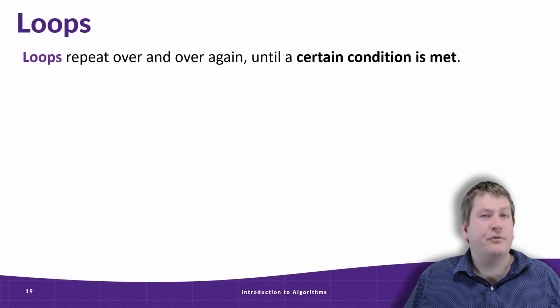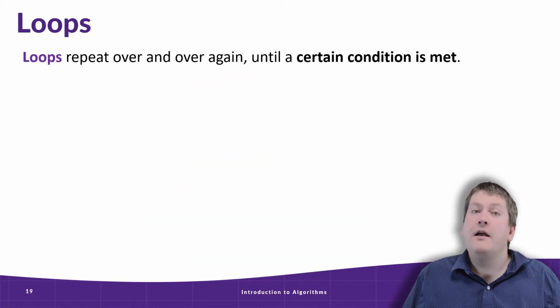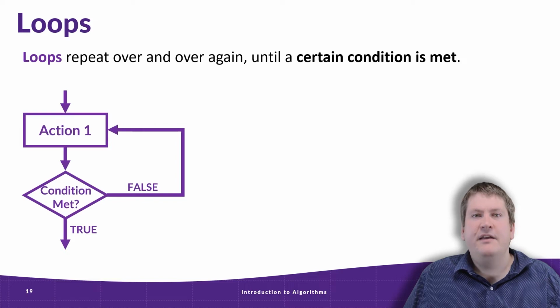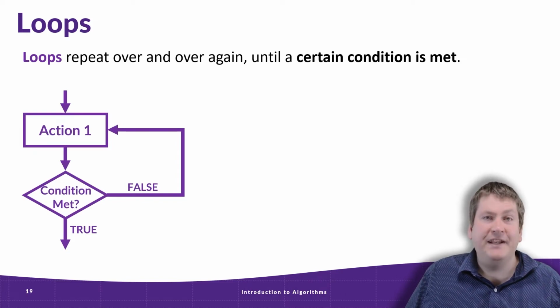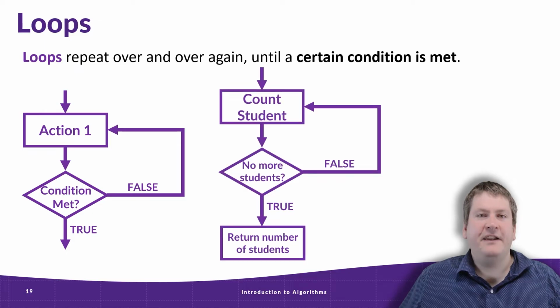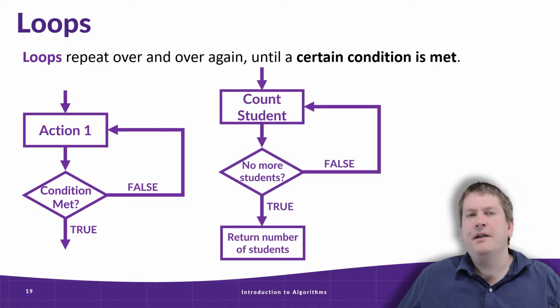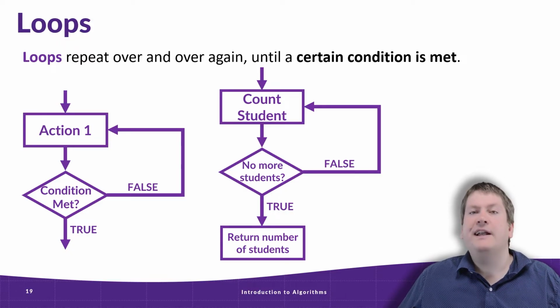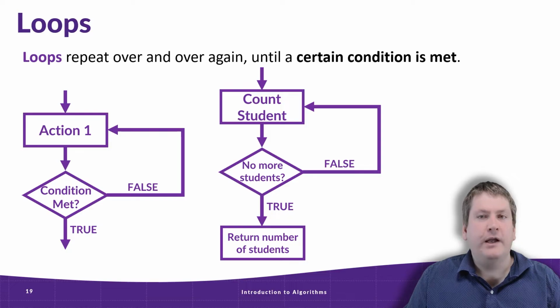The last construct we'll see are loops. Loops allow us to repeat certain steps over and over again until some condition is met. This is extremely important if we need to do the same action many times, or if we don't know how many times we need to do a step beforehand. As an example, let's say we want to count the number of students in a lecture hall, but we don't know how many students are in that lecture hall beforehand. So we're going to have to loop through and count each one at a time.